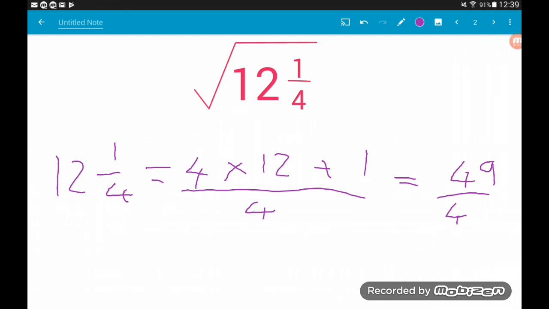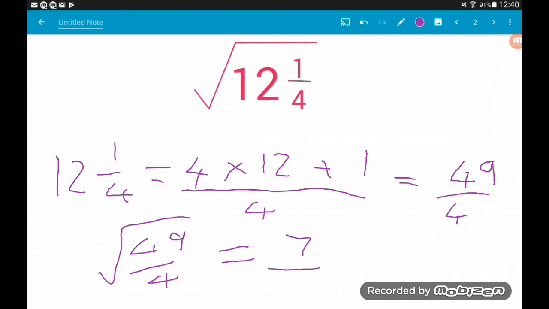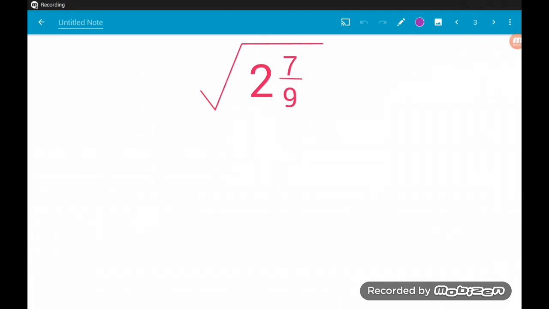Now this one's quite a nice example. Hopefully here you notice 49 and 4 are both square numbers. So if you have the square root of a fraction, then we simply square root the top and square root the bottom. So up on top, the square root of 49 is 7, and on the bottom, the square root of 4 is 2. So the square root of 12 and 1/4 actually breaks down to 7 over 2. Cracking.